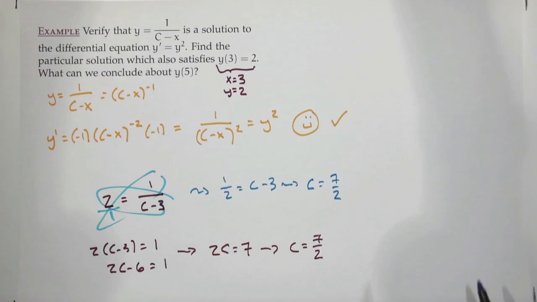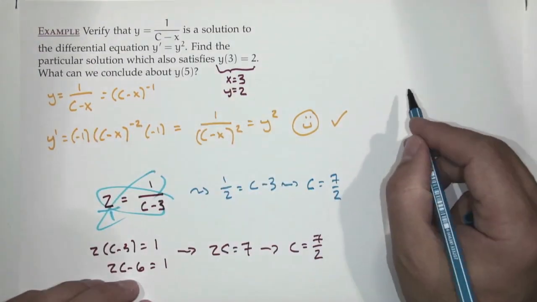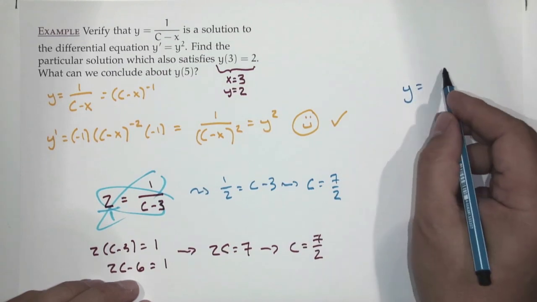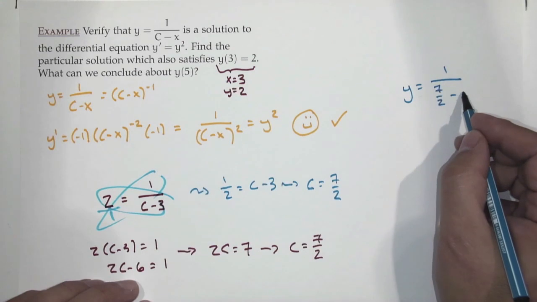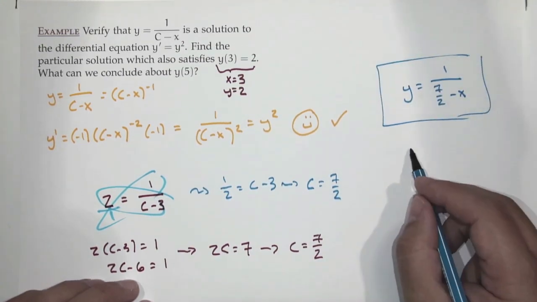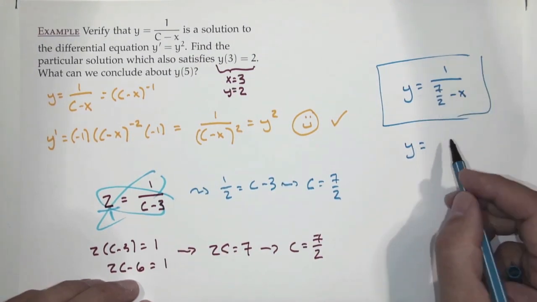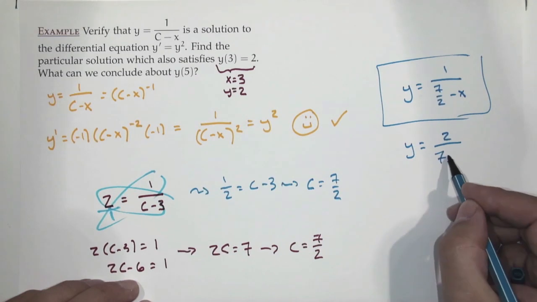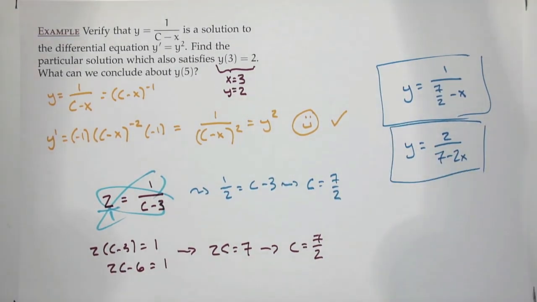All right. So, well, we wanted our c. We want our particular thing. So it's 1 over, and we can have 7 halves minus x. And there we go. Now, if you don't like fractions within fractions, you could multiply top and bottom by 2. You could say, oh, this is like 2 over 7 minus 2x. Okay, great. They're both the same. Doesn't really matter.